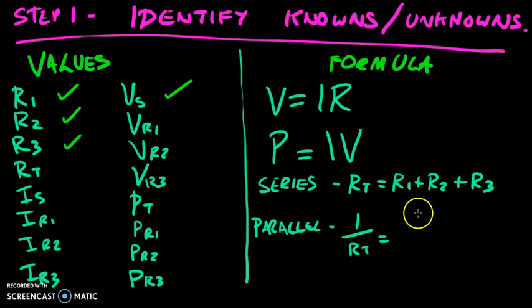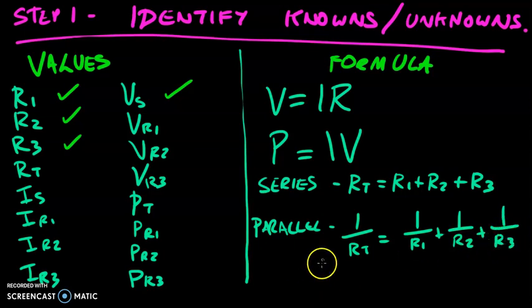1 over RT is equal to 1 over R1 plus 1 over R2 plus 1 over R3. That can be difficult because this doesn't give you RT as the answer, it gives you 1 over RT as the answer. So whatever you get from adding 1 over R1, 1 over R2, 1 over R3, that is 1 over RT. To find RT, you've got to divide that result into 1, and that will give you the answer. So RT is equal to 1 divided by 1 over RT.